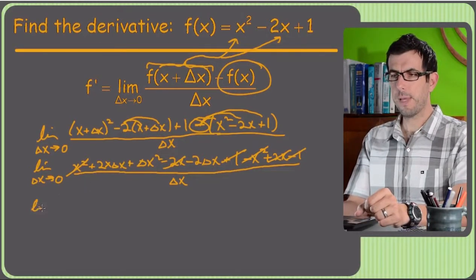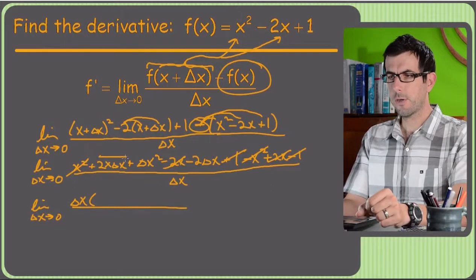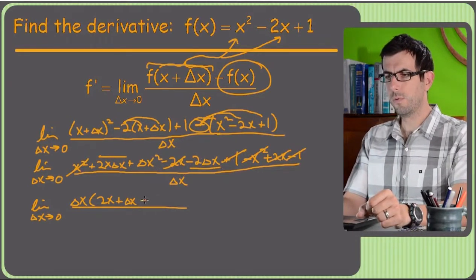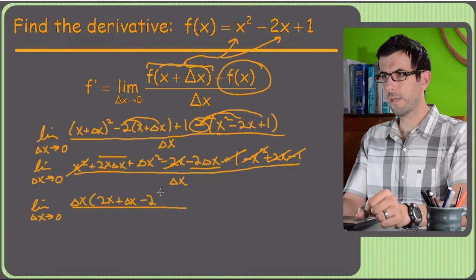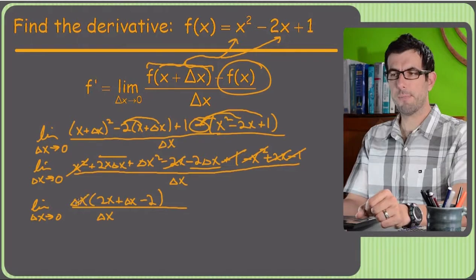So the next step, as usual, is to factor out the delta x. So we'll get delta x times: from this term, we got 2x. Then we got a delta x left over from the delta x squared. Then we got a negative 2. Let's see, is that everything? Yep, over delta x. So now the magic happens, bam.